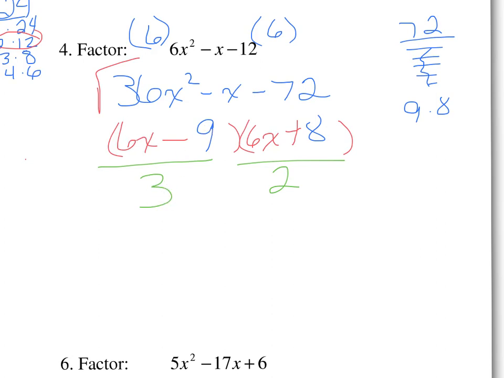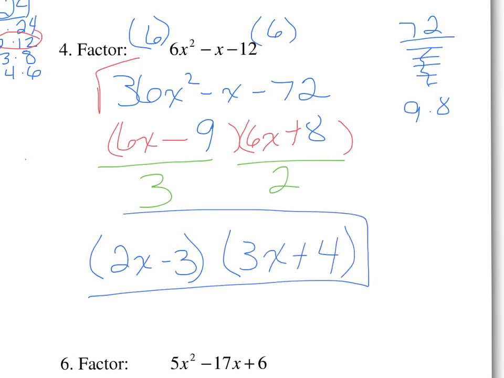Divide these both by 3. We get 2x minus 3. Divide these both by 2. We get 3x plus 4. Check by doing double distribute.